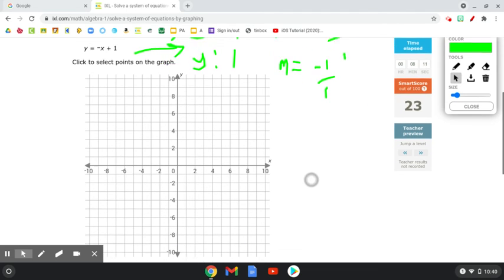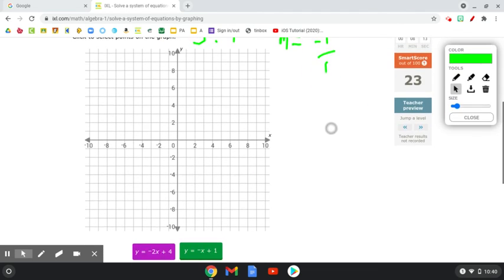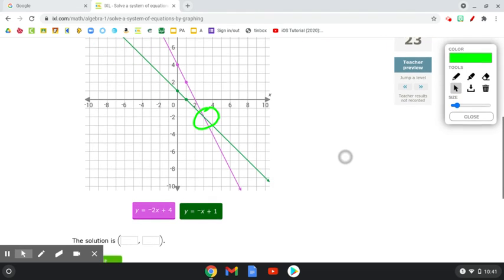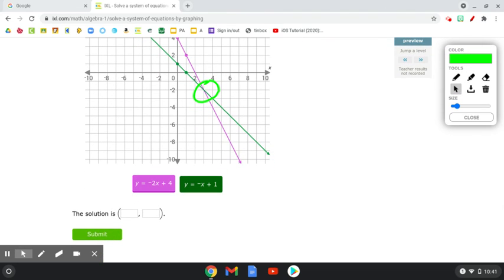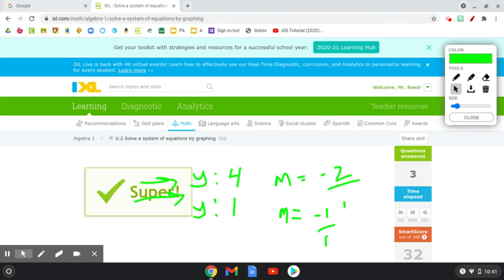So when I graph this, negative 2x plus 4. If I click on it, I know my y-intercept is 4, and it's negative 2x, so it's down 2 over 1, which would be here. Click on the next one. My y-intercept is 1, and my slope is negative 1 over 1, so down 1 over 1, graphs it for us. My solution, again, is right here where they intersect. So our solution is going to be 3, negative 2. Boom.